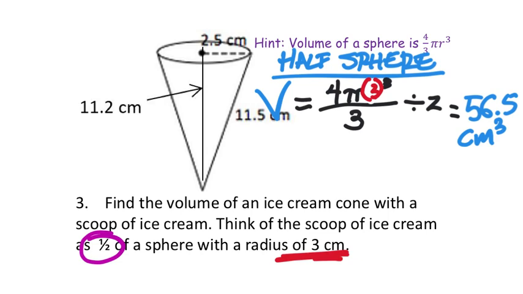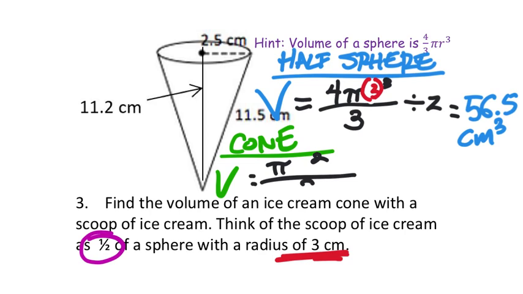But I also have the cone. Let's go and find the volume of the cone as well. Volume of a cone, no problem. Pi times the radius to the power of 2 times the height, all over 3. And the radius on this one, shown up here, is 2.5. So there's my 2.5 right there.